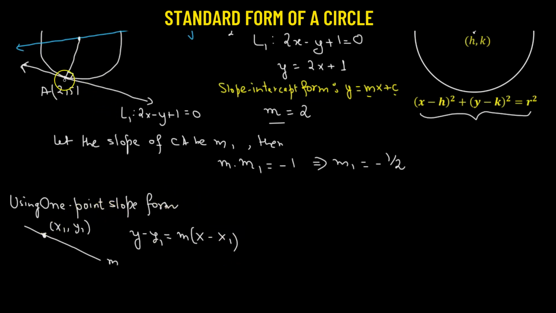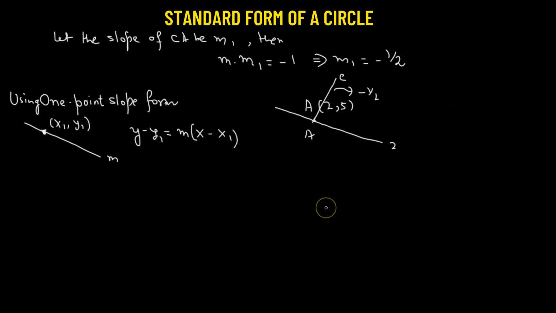In our case, we have one point A. So our point A is (2, 5), and through this point we have the tangent line passing through it. This has a slope of 2, and we have another line CA which is perpendicular to this line. So CA has the slope of minus 1/2. We are interested in finding the equation of line CA. So that means using the one point slope form, we find the equation of line CA.